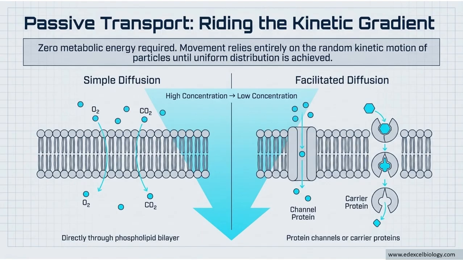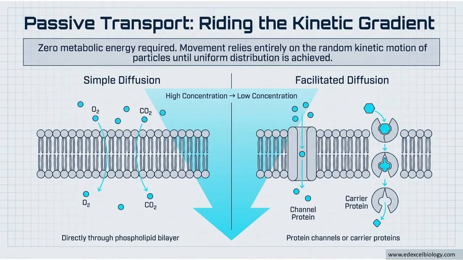And other ones are carriers, right? Yeah, carrier proteins bind to a molecule, undergo a conformational change, a shape change, and release it on the other side. But critically, as long as the molecule is moving down its concentration gradient, it is still passive. The cell expends zero metabolic energy. I like to think of passive transport as just rolling a boulder down a hill.